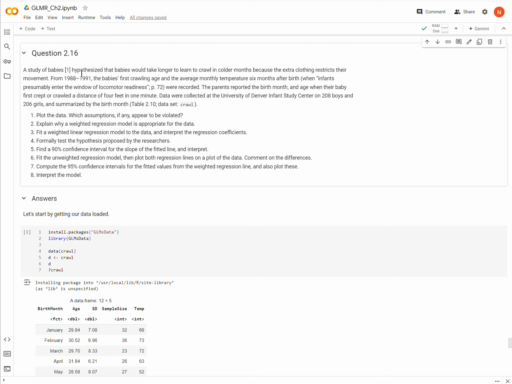So the idea is that there was a hypothesis that babies would take longer to learn how to crawl in colder months because the extra clothing restricts their movement.